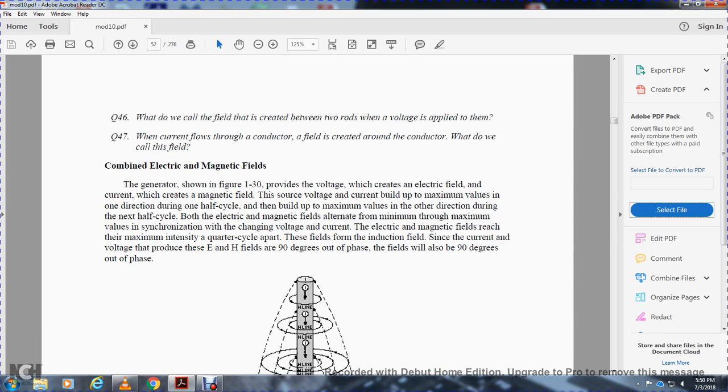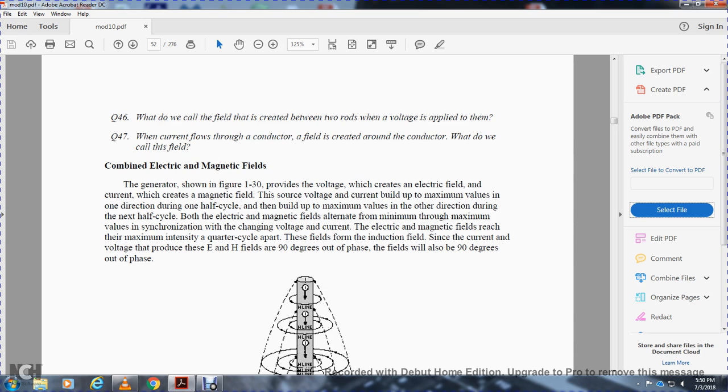Combined electric and magnetic fields. The generator shown in figure 130 produces voltage, which creates the electric field, and current, which creates the magnetic field. If the voltage and current build up to maximum value in one direction during one half cycle, they build up to maximum value in the other direction during the next half cycle. Both electric and magnetic fields alternate from minimum through maximum values in synchronization with the changes of voltage and current. The electric and magnetic fields reach maximum intensity at the quarter cycle.